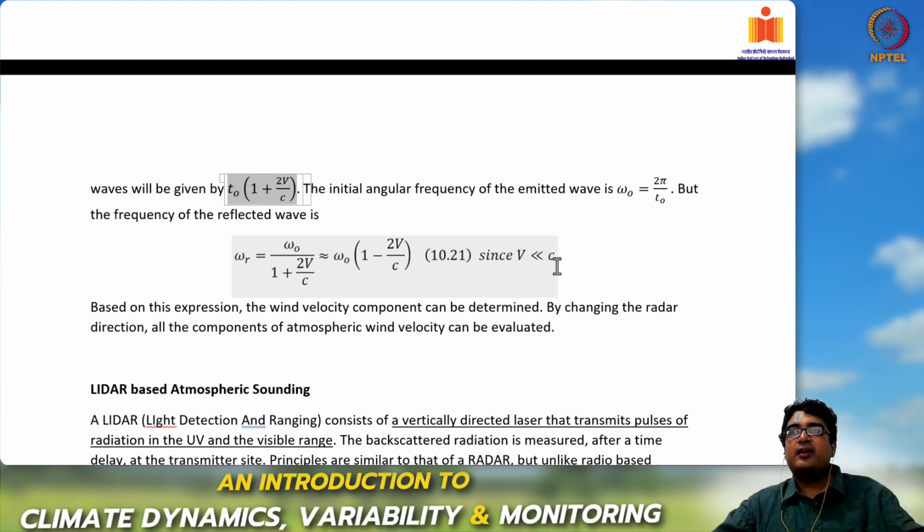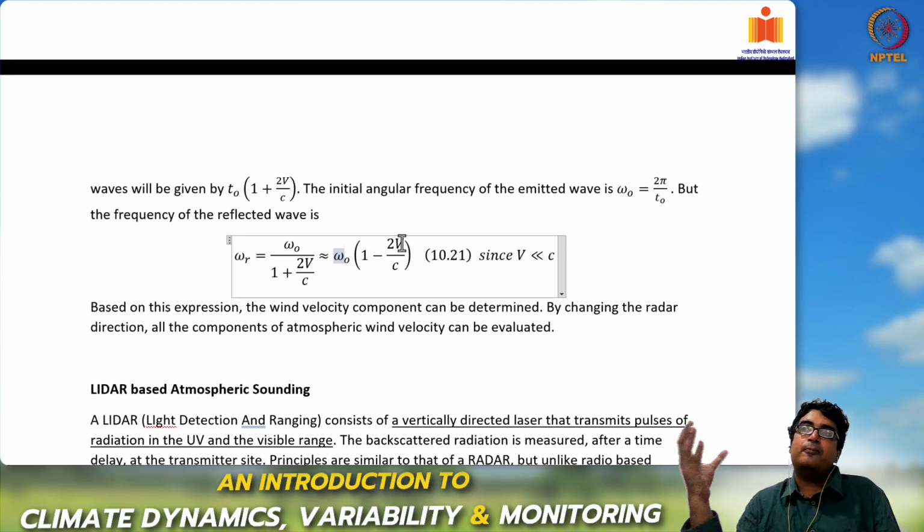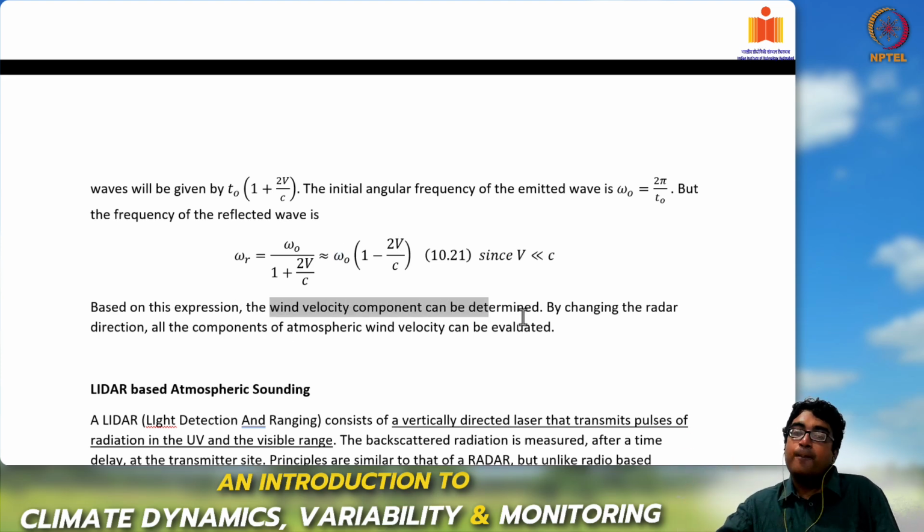Because the speed of light is very large, this velocity will be much smaller than c. So we can easily write it as the initial angular frequency of the transmitted radiation into 1 minus 2v by c, where v is the relative velocity of the patch with respect to the radar. Based on this expression, the wind velocity component can be determined.